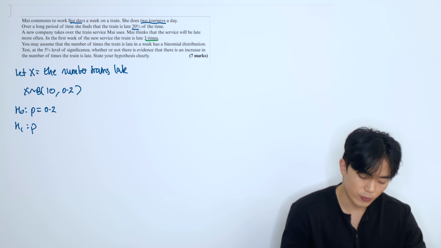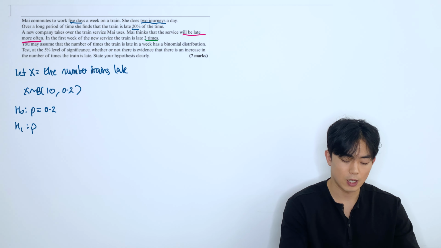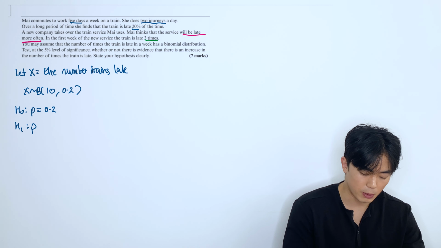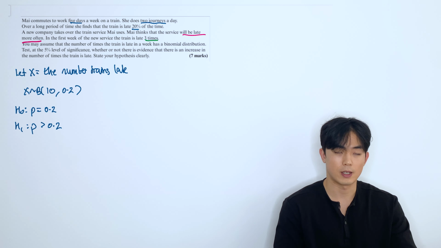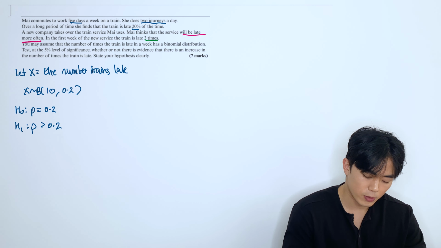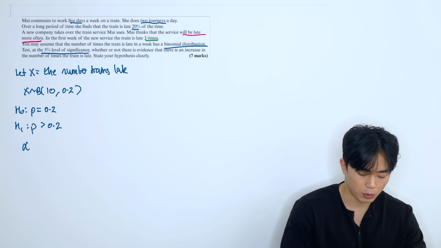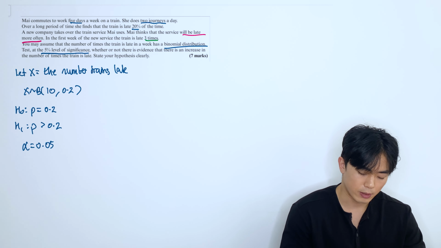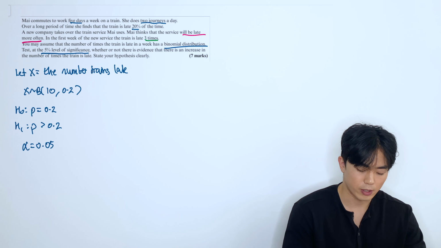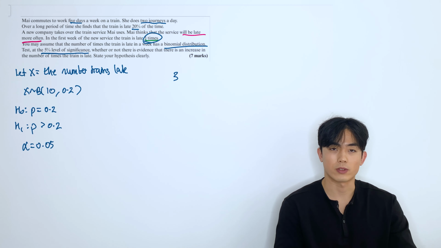So it defines a couple of key words here. And the important thing is, May thinks that the service will be late more often, okay, which means that the probability of being late will be greater, right? So in this case, our H1 is P is greater than 0.2, like this. It's a one-tailed test, right? Now, you may assume that the number of times the train is late has a binomial distribution. Test at the 5% level of significance, meaning our alpha value is 0.05. And test whether or not there's evidence that there's an increase in the number of trains being late. And out of 10, they found that 3 trains were late.